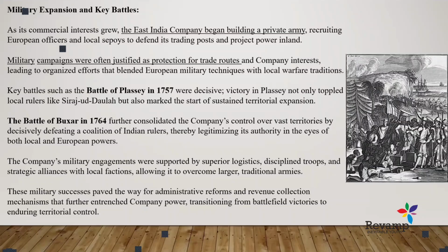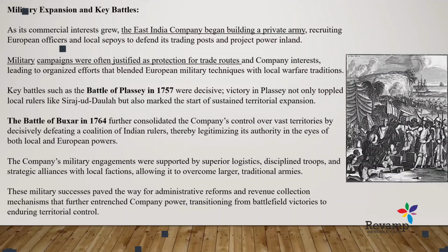There were also many military campaigns organized by the East India Company in the name of protecting their trade interests within India. Later they fought many important battles in India, such as the Battle of Buxar, through which the East India Company took control of many territories and defeated many Indian rulers as well. They established themselves as a legitimate authority in the eyes of the local and European powers. So gradually they established themselves from a trade firm to an administrative and military superpower in India.